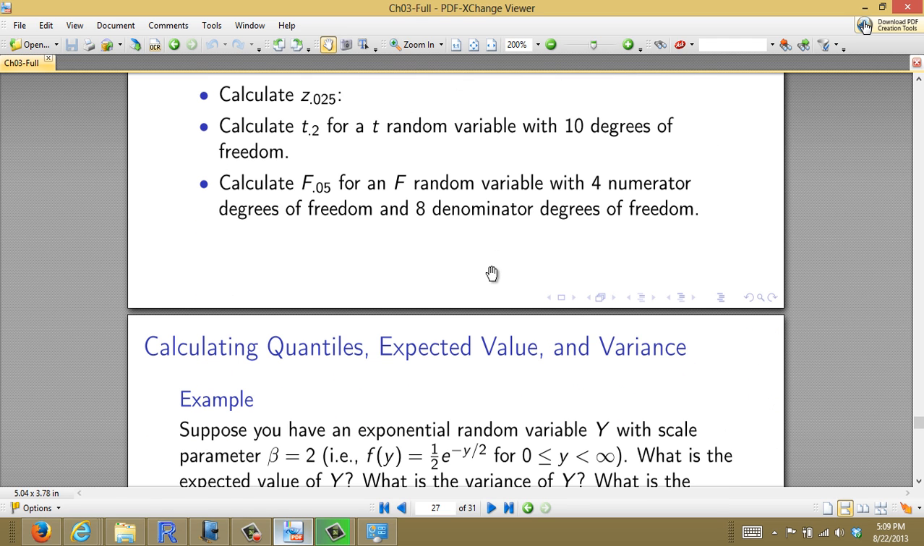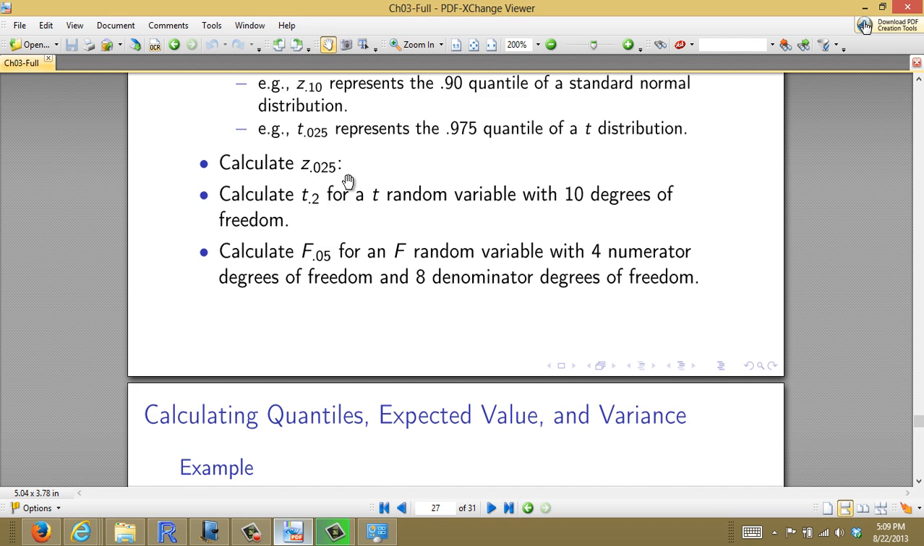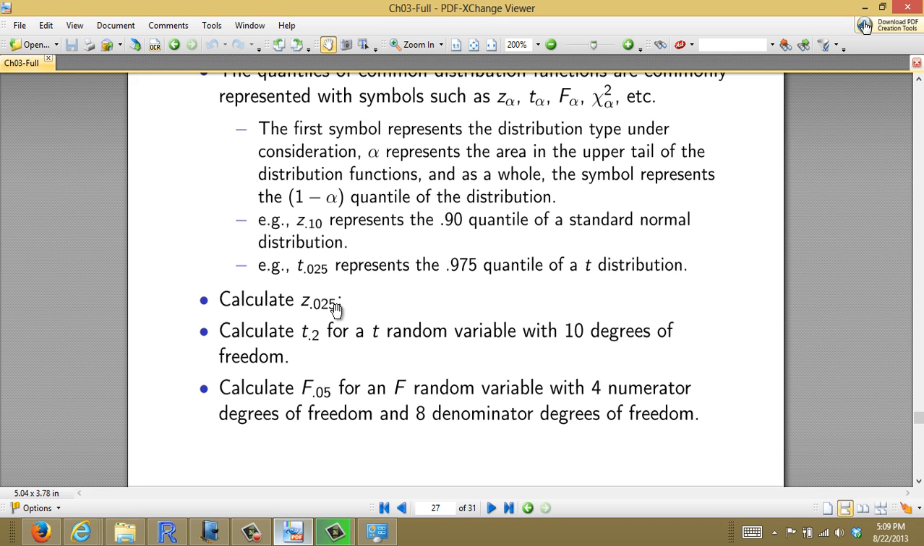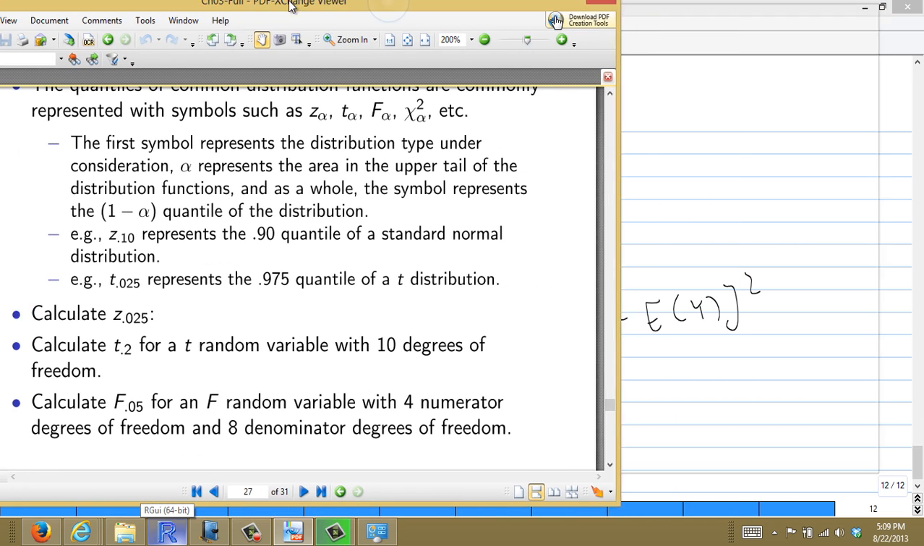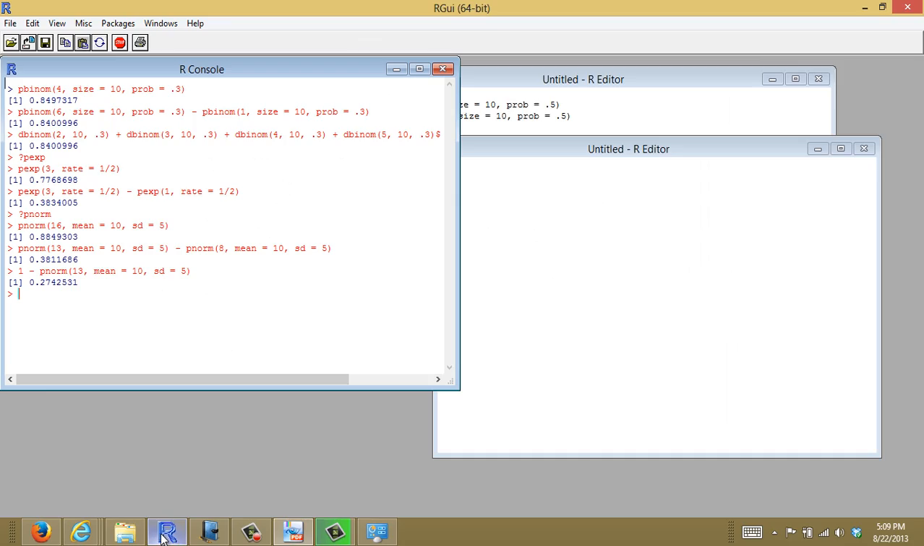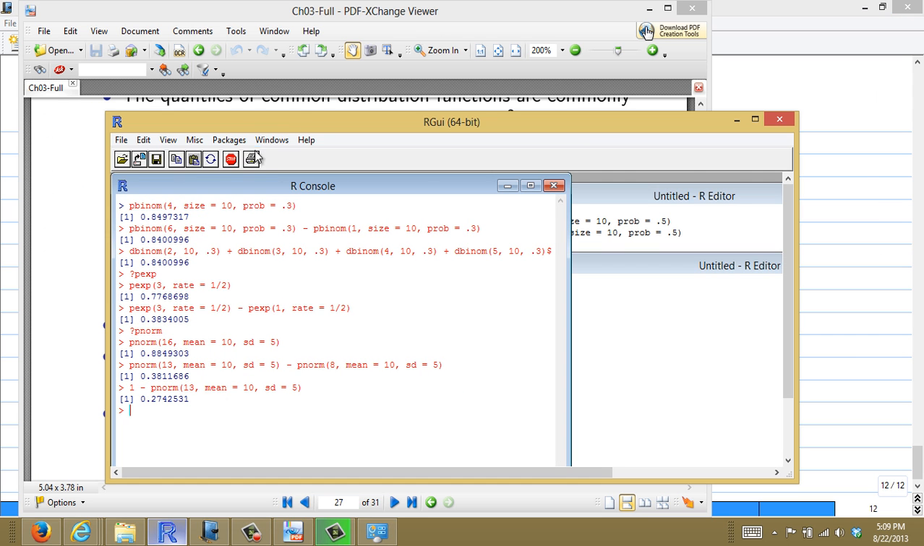So we should practice this. For example, we might want to calculate Z of 0.025. We might want to calculate T of 0.2 for a T random variable with 10 degrees of freedom. We might want to calculate the 0.95 quantile of an F distribution having 4 numerator degrees of freedom and 8 denominator degrees of freedom. So I'm just going to minimize this, and we'll go over to R and calculate this.